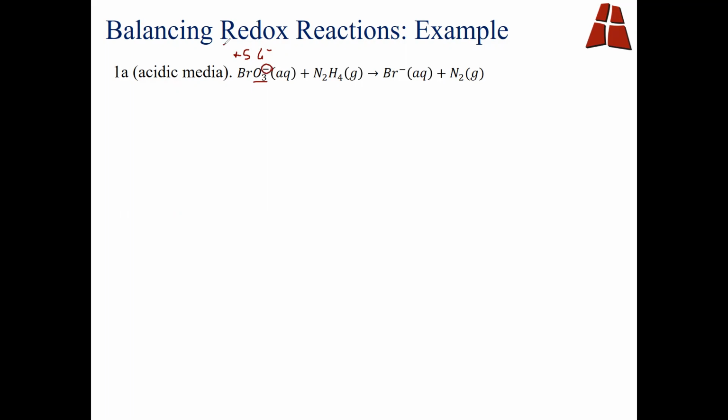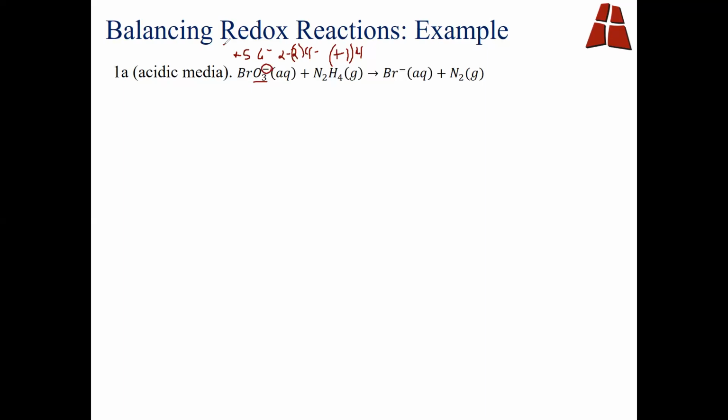For N2H4, we know hydrogen should always have a charge of +1, and we have 4 of those hydrogens, so we should have an overall charge of +4 from that. Because our molecule is neutral, the 2 nitrogens will need to have an overall charge of 4-, and because we have 2 nitrogens, we could do 2 times 2- in order to get -4. So the oxidation state on nitrogen is 2- on this side of the equation.